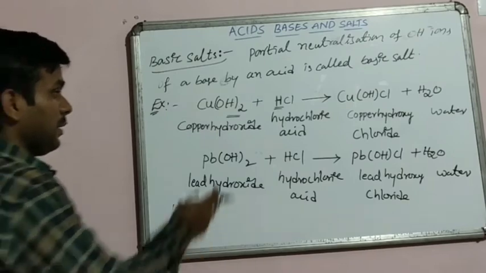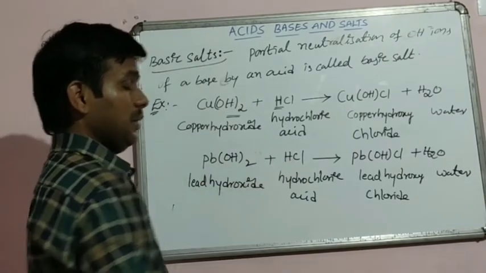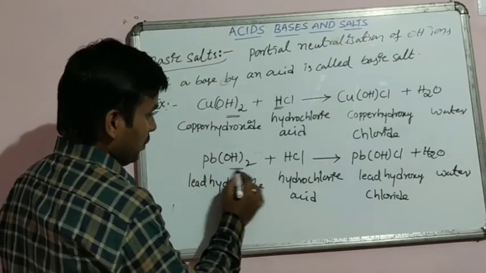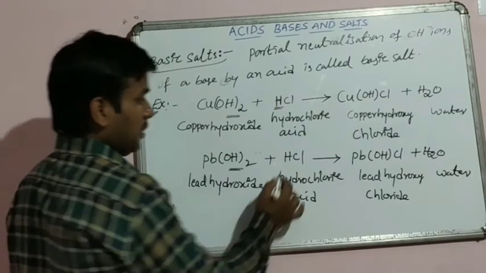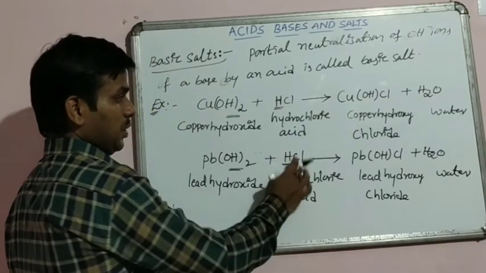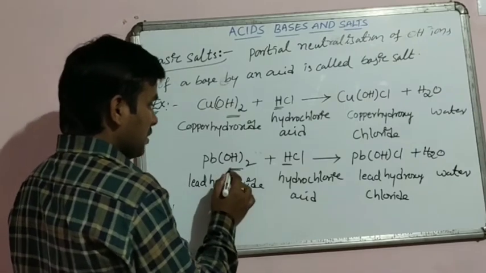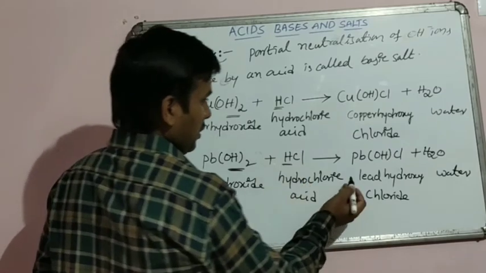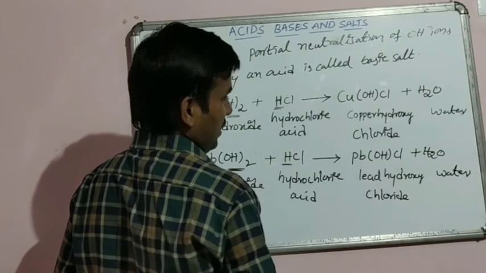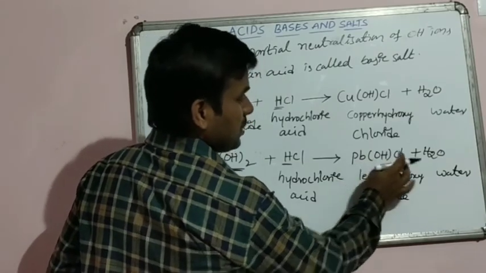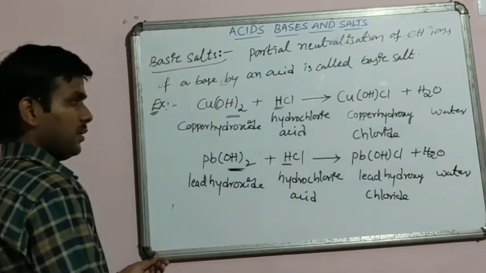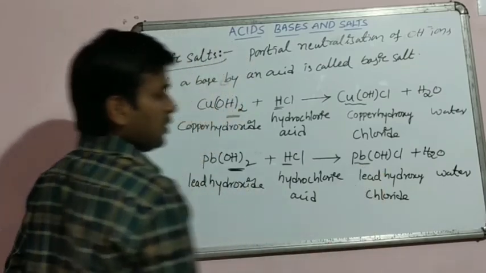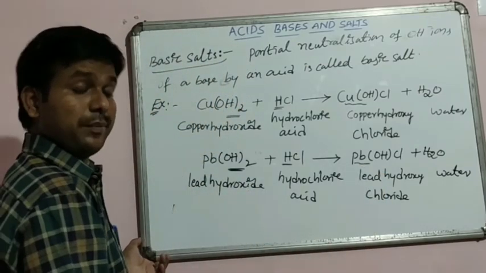See, Pb(OH)2 is the base and HCl is an acid. When these two react, here two hydroxyl ions are there, and here one H plus ion and one Cl minus ion are there. These hydroxyl ions are partially neutralized by hydrochloric acid. Here one OH ion is replaced by one Cl minus to form Pb(OH)Cl. This is lead hydroxychloride. Cu(OH)Cl and Pb(OH)Cl, these two are basic salts.